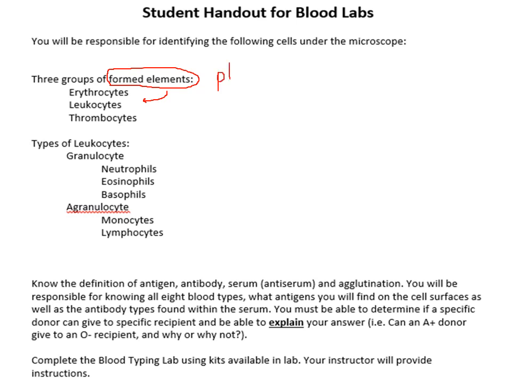And again, I don't have a fancy computer where I can have a pen to write on. And so I'm having to do what looks like a little kid with crayons in here. So plasma is the other part.